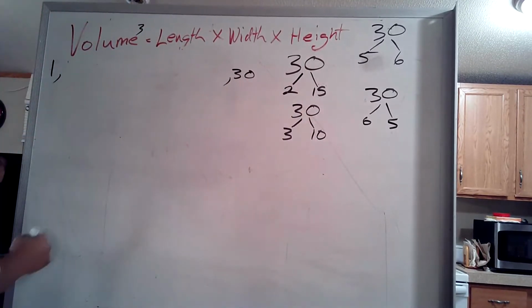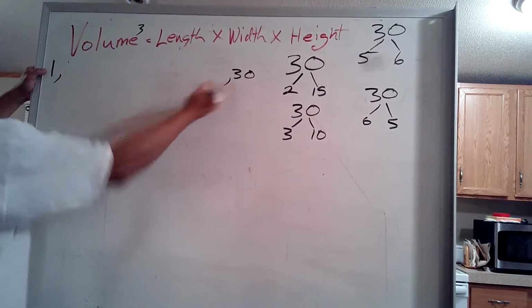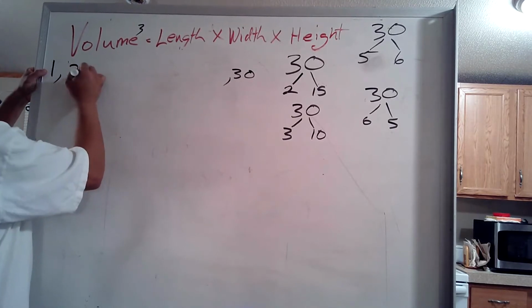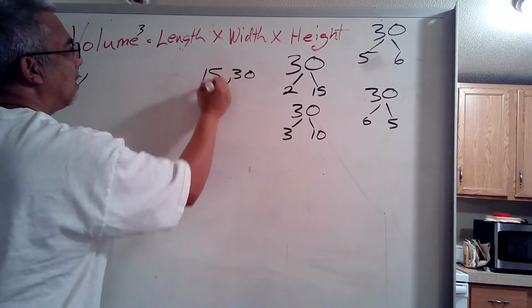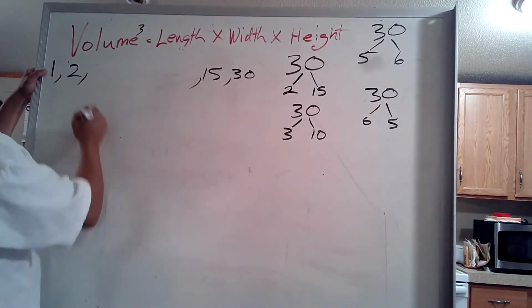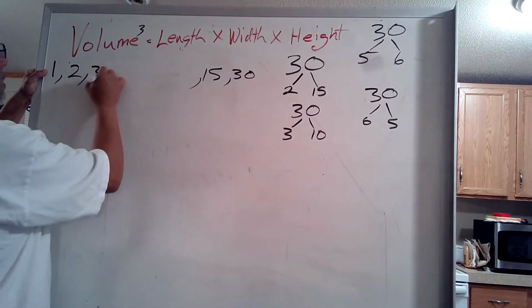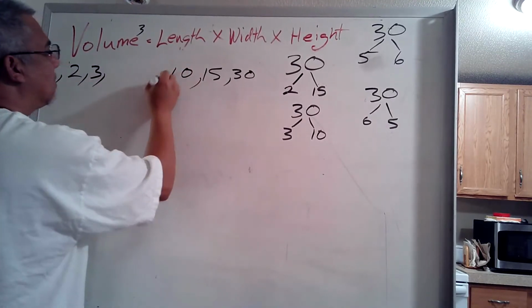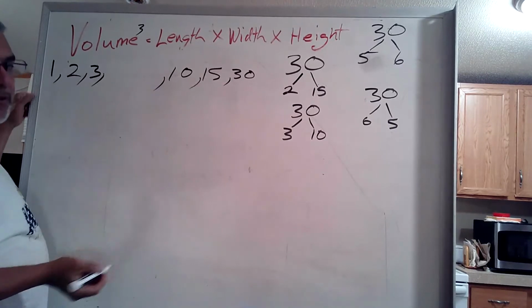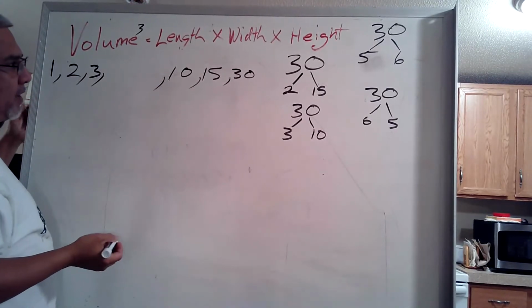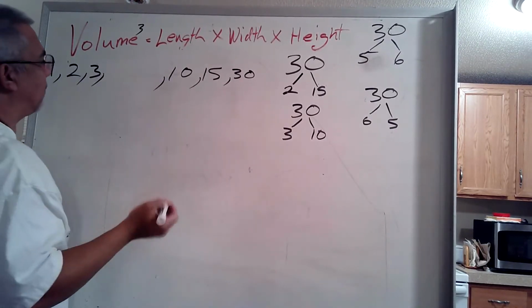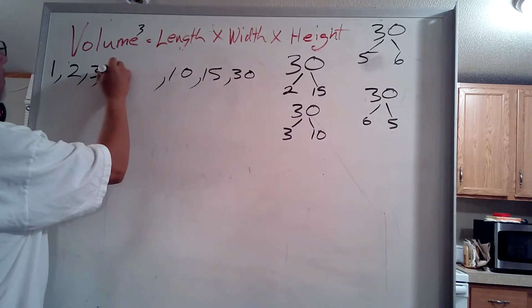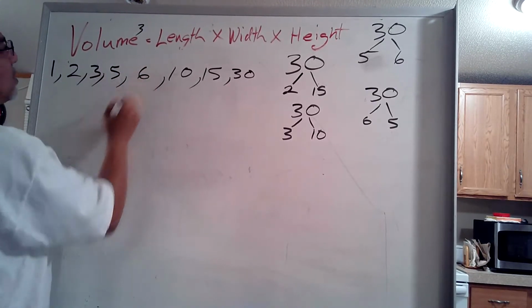So if we go in order, 1 times 30 is 30. 2 times 15 is 30. 3 times 10 is 30. Did we use a 4? No. There's no 4 times anything going to give me 30. But we did use a 5. 5 times who? 5 times 6 is 30.